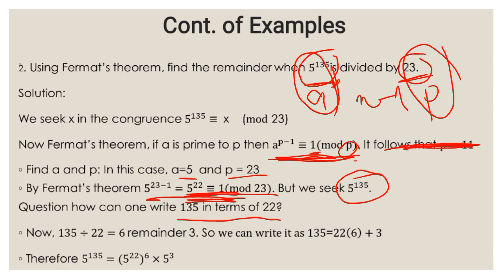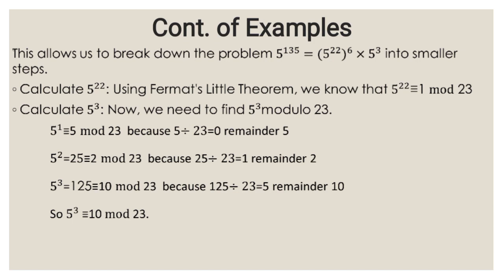So we need to write 135 in terms of 22. Simply, you take 135 and divide by 22. It will go 6 times and the remainder will be 3. Meaning that I can write it as 135 equals 22 times 6 plus 3. And using your indices, just like we did in the previous example, you should be able to express it as you see here. Knowing that this goes to 1, you then multiply this out and check how many remainders you get. Okay, so that's what we've done here.